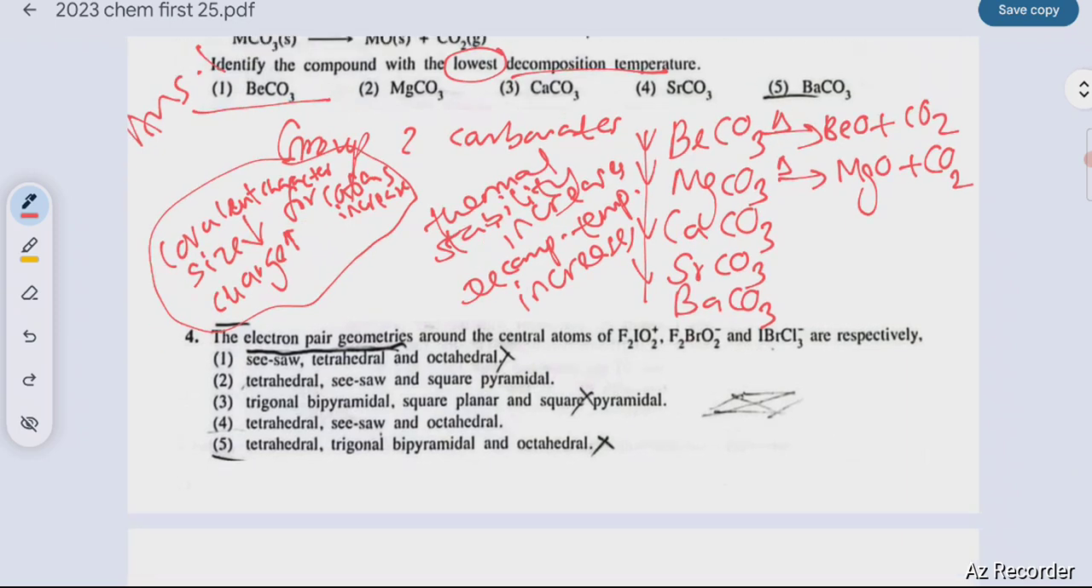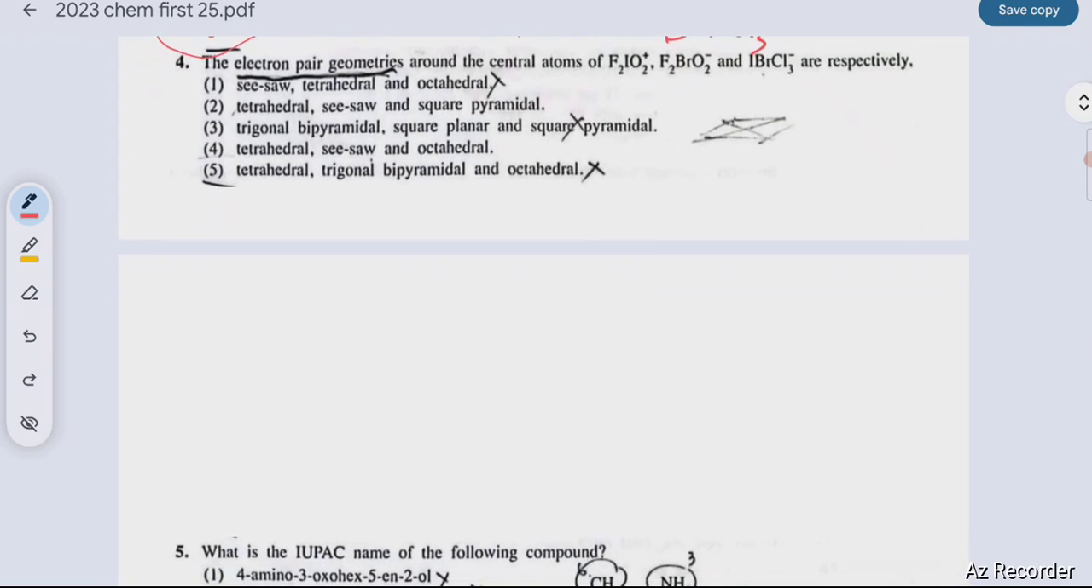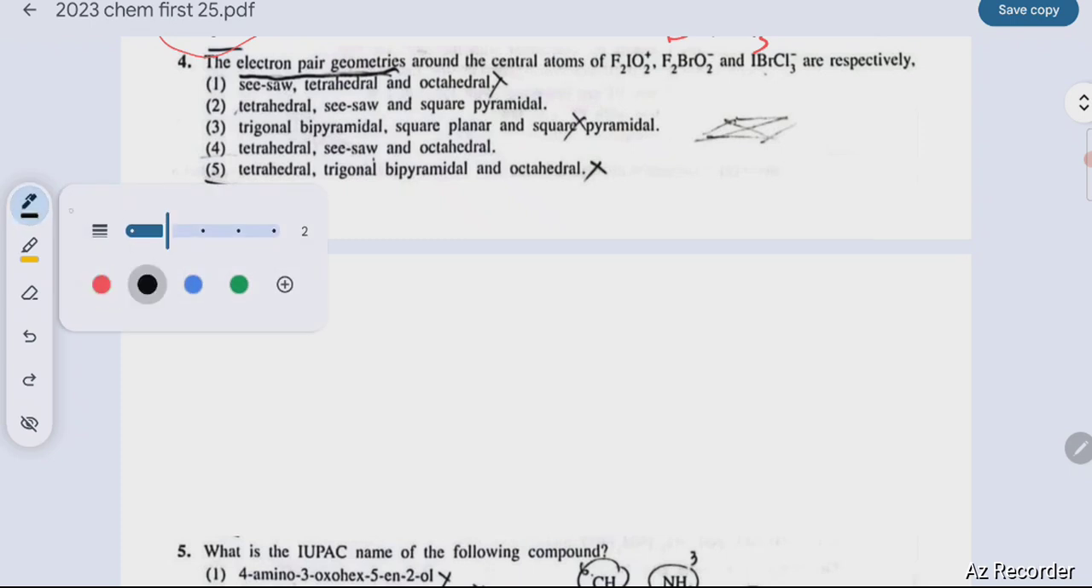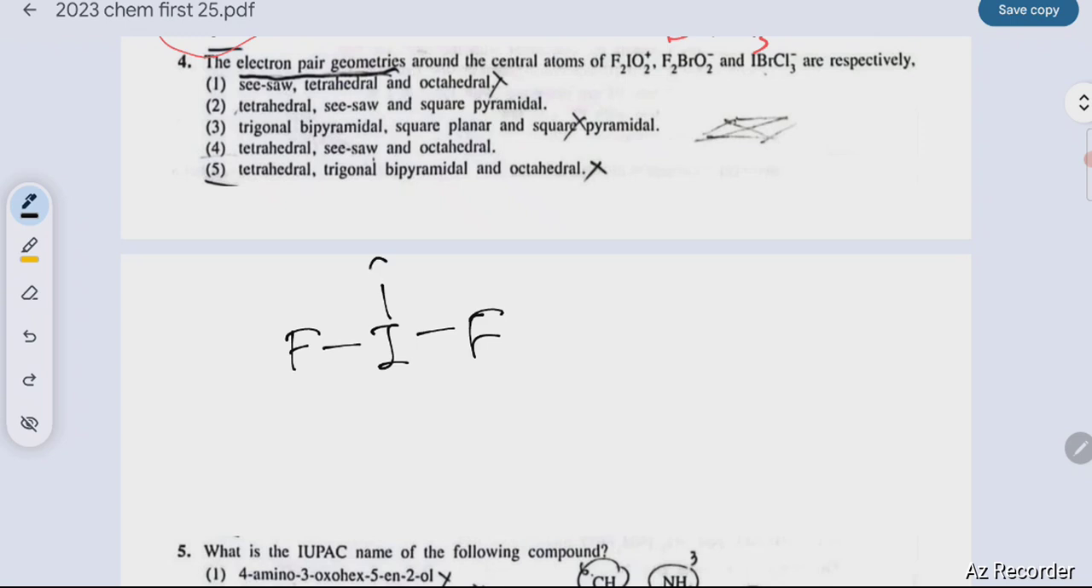Right. Next, we'll move on to the fourth question. The electron pair geometries around the central atoms of F2IO2 plus. So we have been given some compounds. Now, if there is someone who cannot draw the Lewis structure, I'll show how to draw it, without going to the answer directly. F2IO2 plus. So, how do I get this structure?